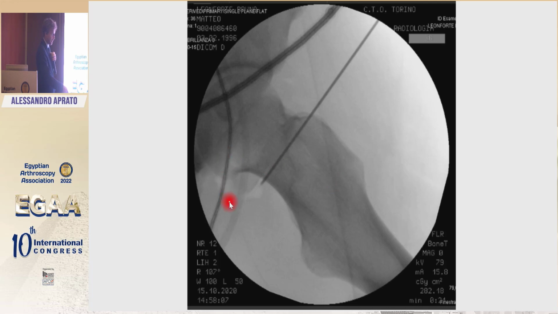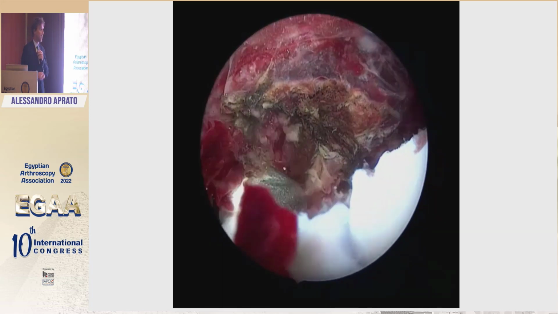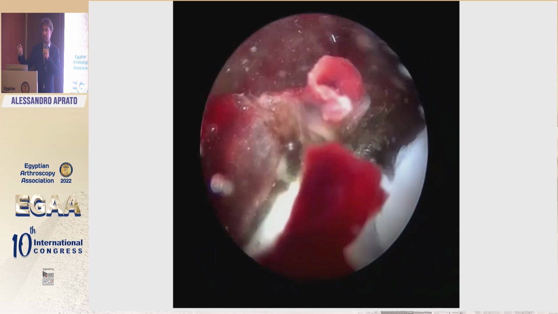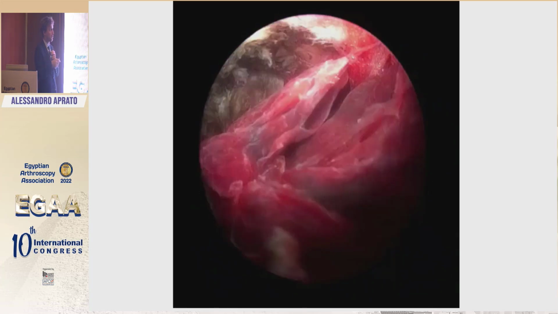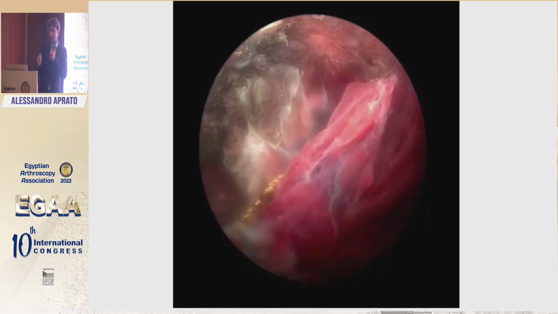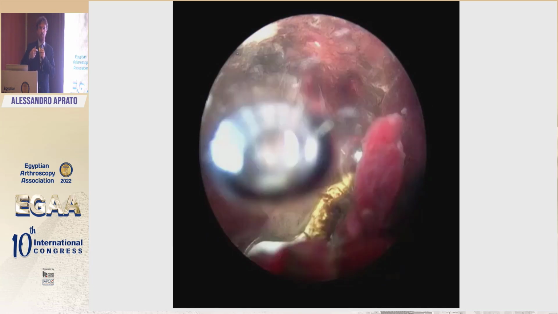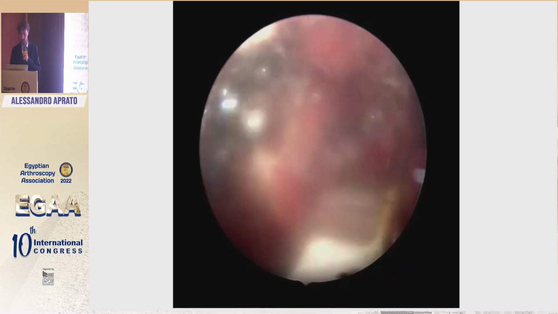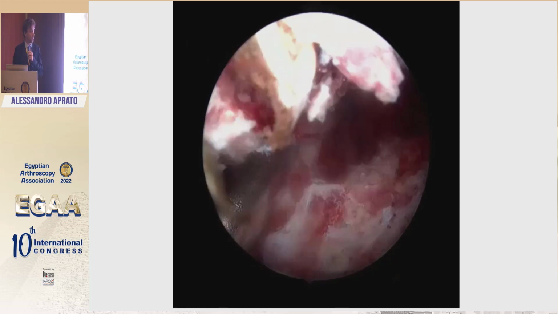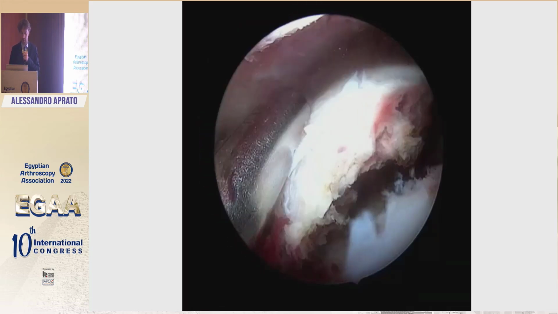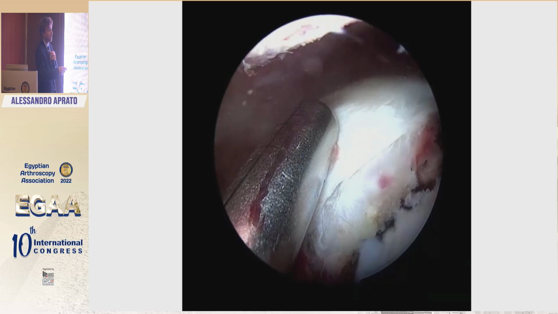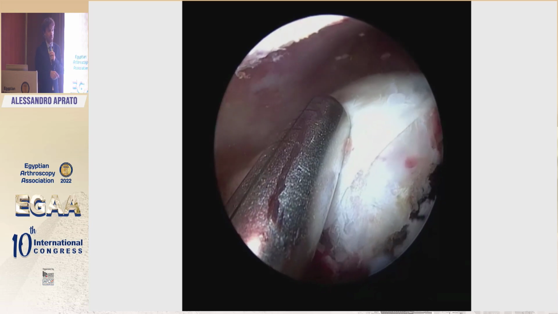You can see the fragment down here. At the beginning, you can't see anything. There is a big hematoma. There is a lot of fibrous tissue. Much more time has passed from trauma, so if you do it in urgency, it's better. Then you start seeing something. You start seeing your fragment. You start moving your fragment, as you can see here.